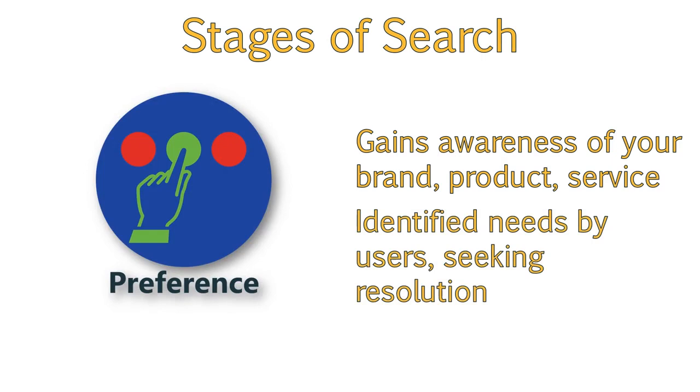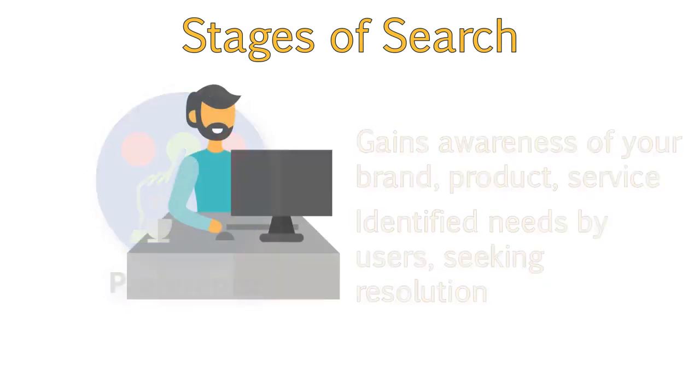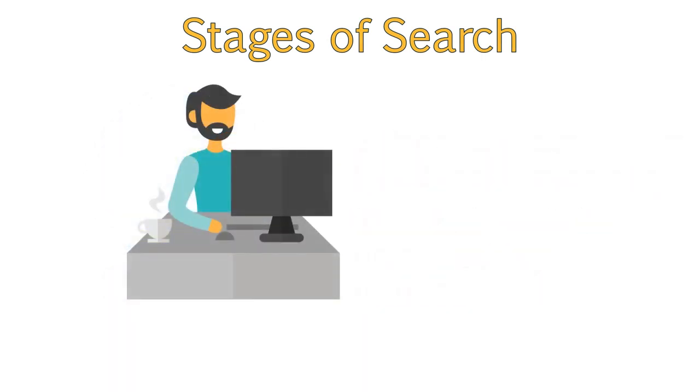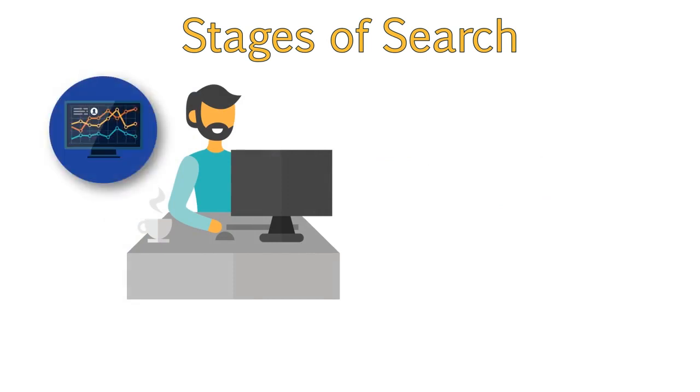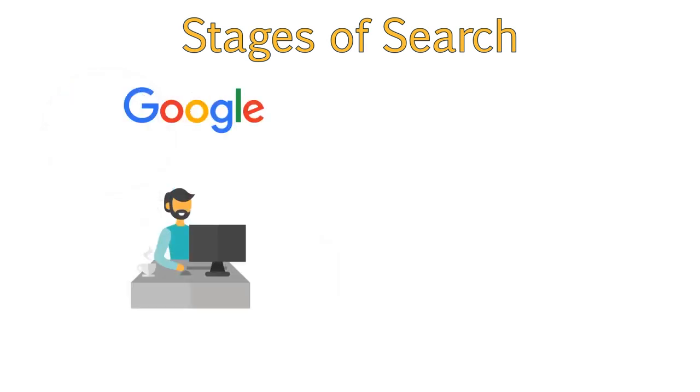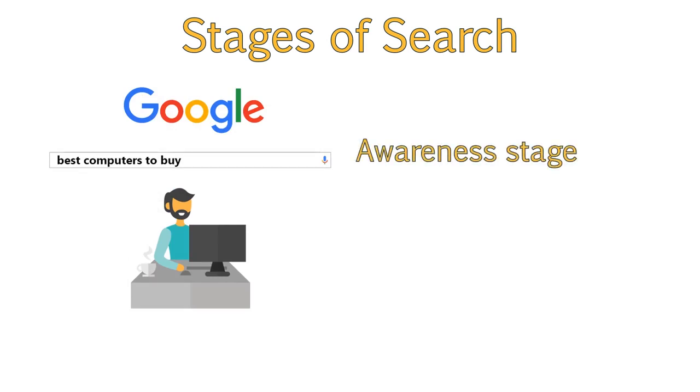Let's use an example user to illustrate the search process. We'll call this user Tom. Tom decides he needs a computer, but he doesn't know what kind. So he turns to his preferred search engine, probably Google, and types "best computers to buy." This is the awareness stage. In this stage, Tom quickly discovers that this search is very broad, and in order to get the best results, he will need to refine his preferences.